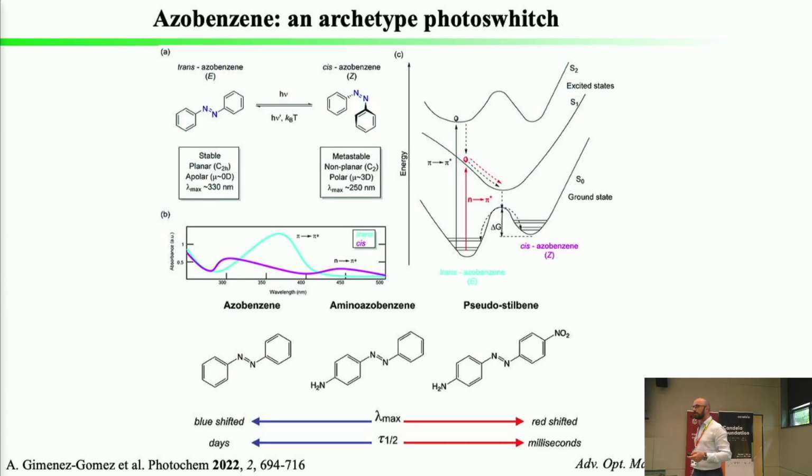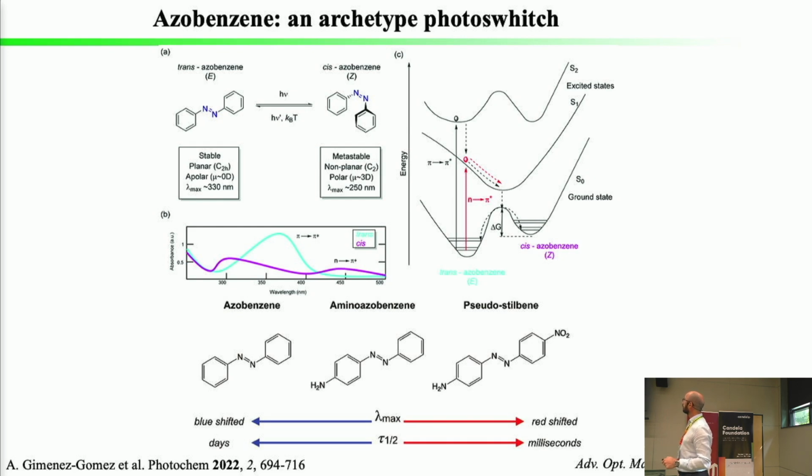Okay, so why azobenzene? Azobenzene looks like a very straightforward molecule. It's pretty easy. It's been studied for probably 100 years, and they're still studying it because, despite its relatively straightforward structure, it has extremely rich chemistry, physics, and also photophysics.